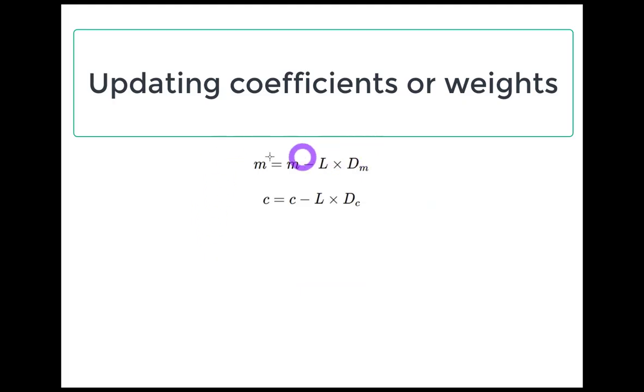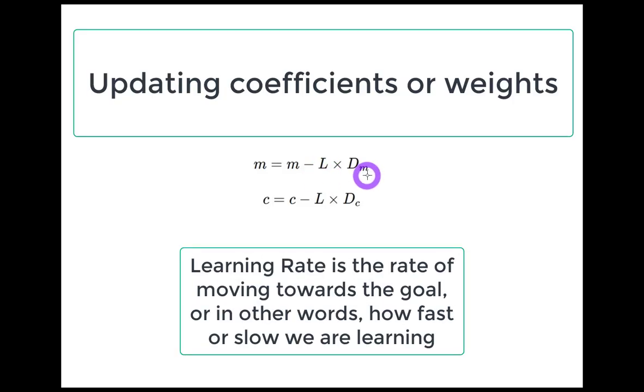This is the formula for updating the coefficients. M equals M minus learning rate times the derivative of the loss function with respect to M. And the same is the case for C. The difference is the derivative is different now. It is the derivative of the loss function with respect to C. Learning rate is, by the way, how fast we are moving, how fast we are moving towards our goal.